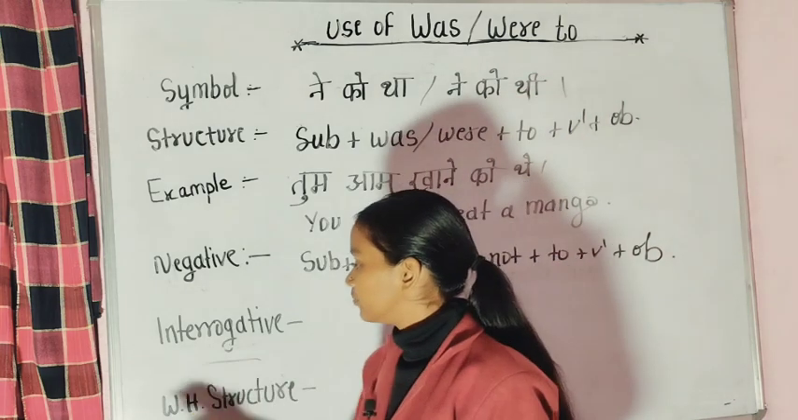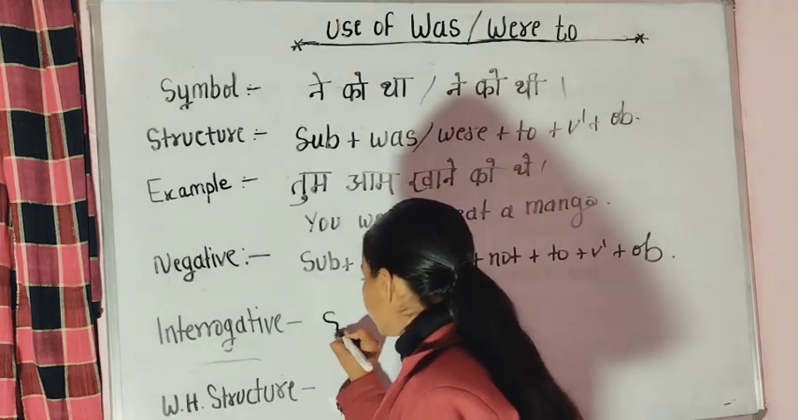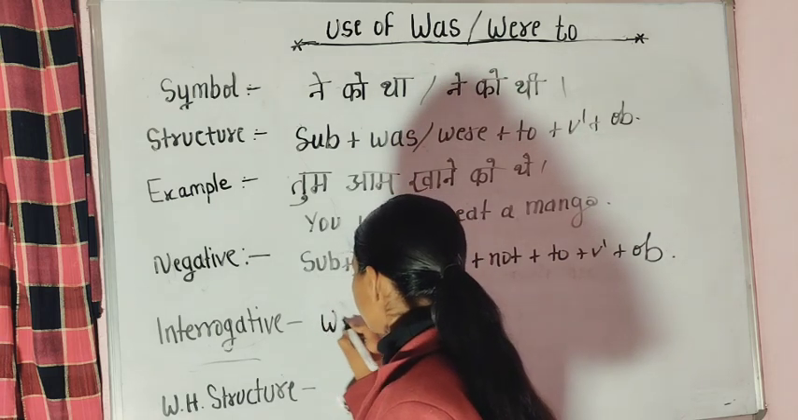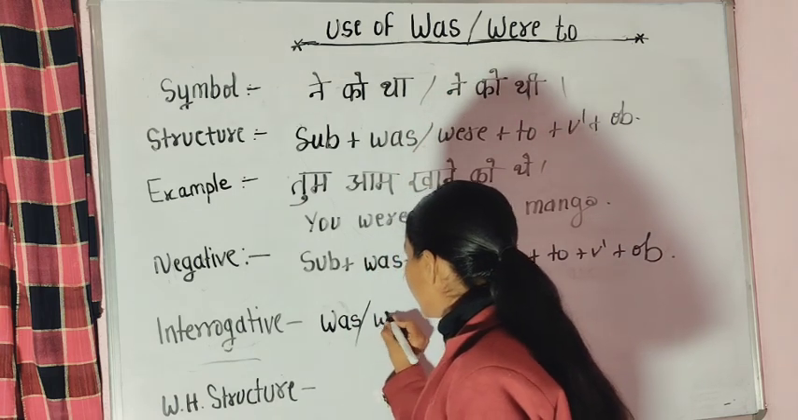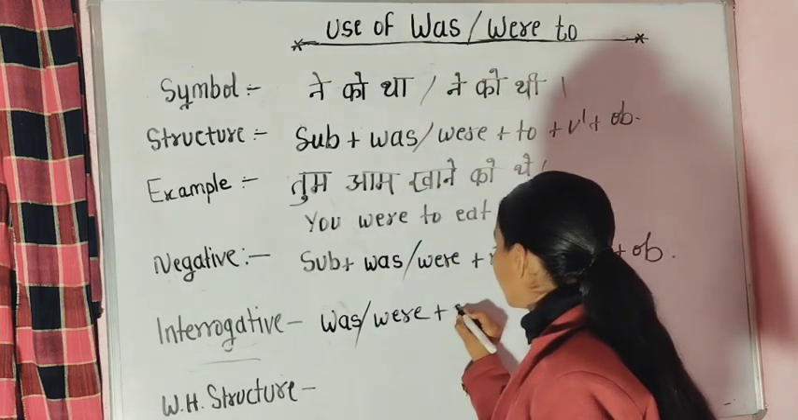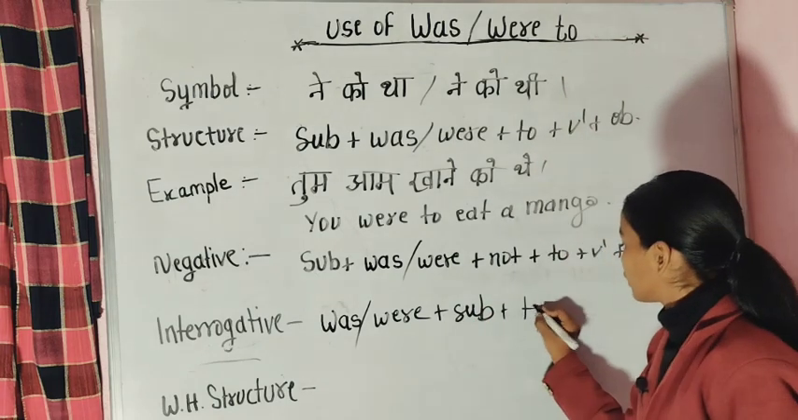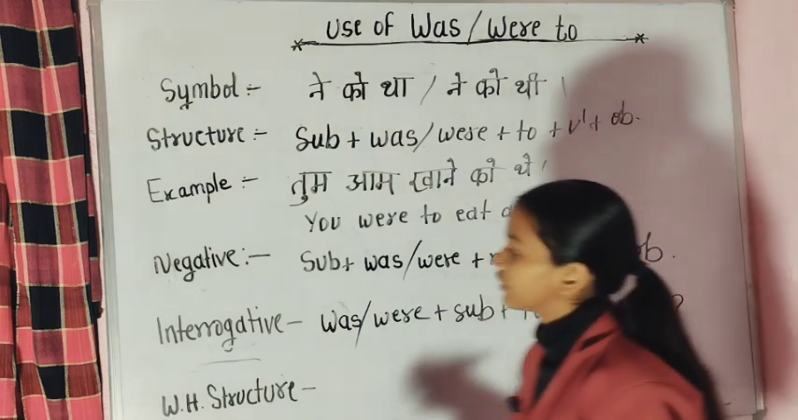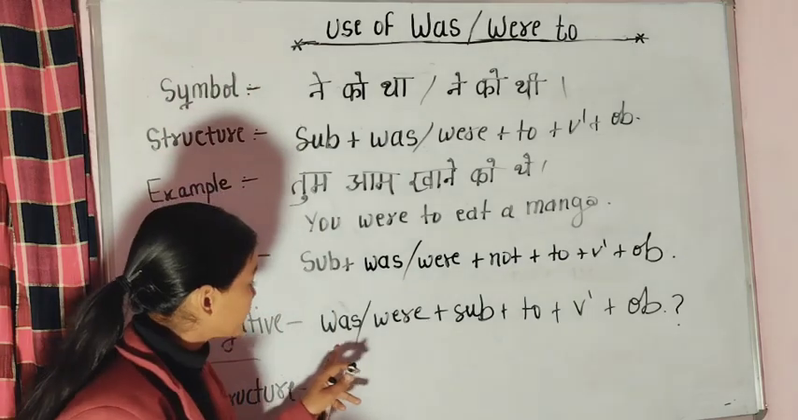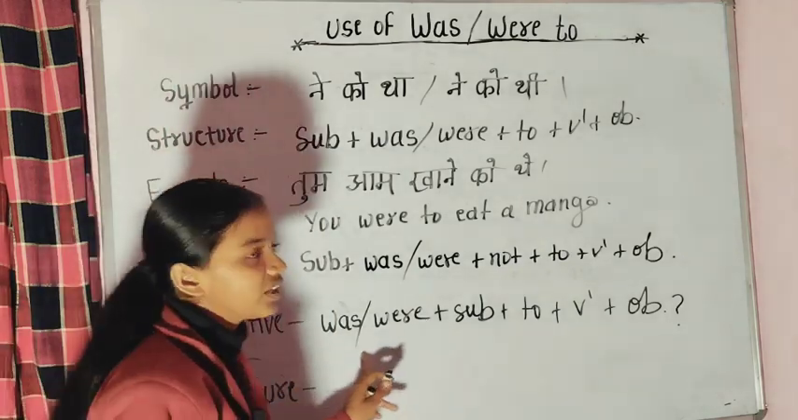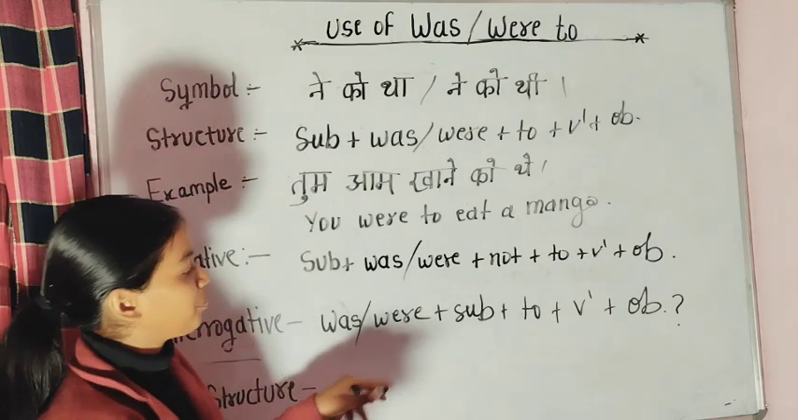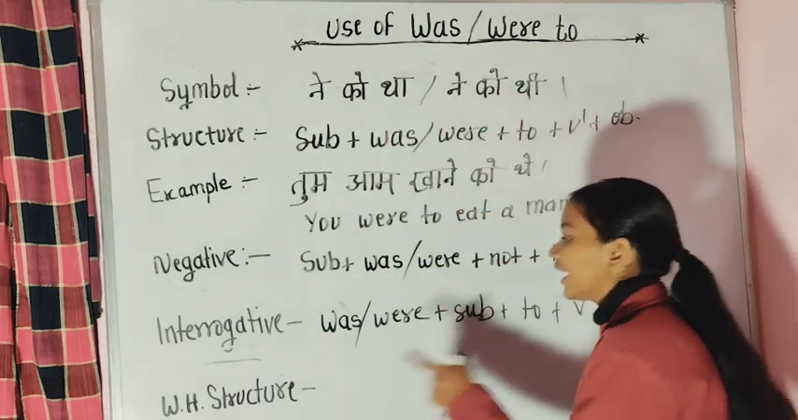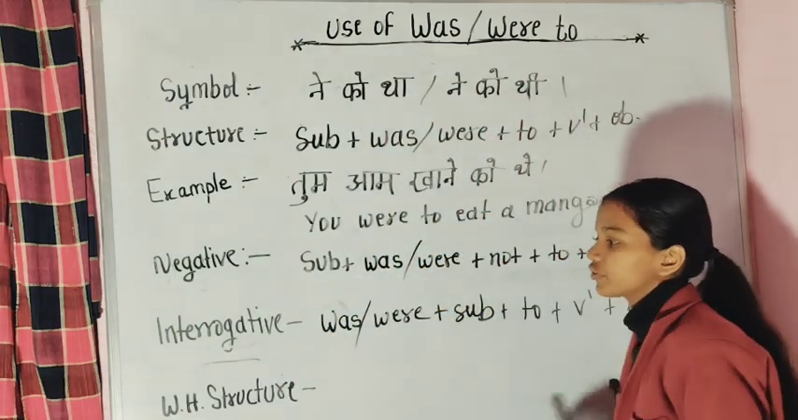Let's move to interrogative. We have to write the structure: Was/were plus subject plus to plus verb 1 plus other object. This is the right structure of interrogative. You can see on the board.